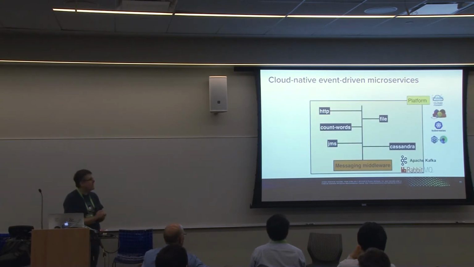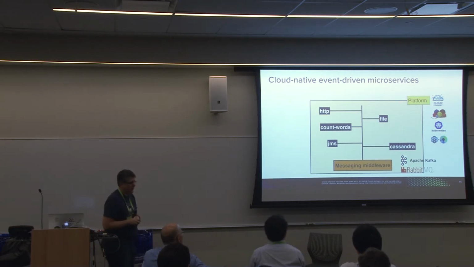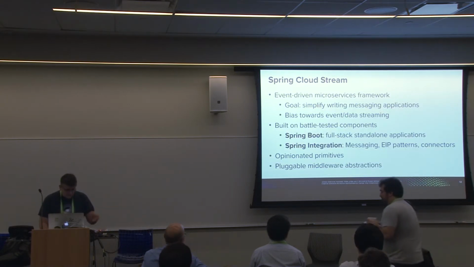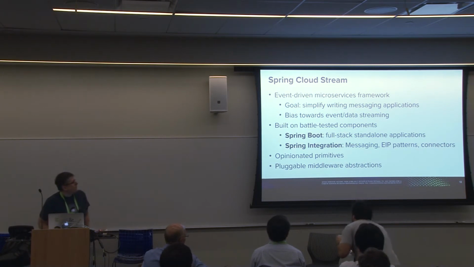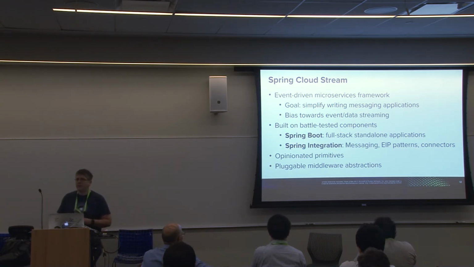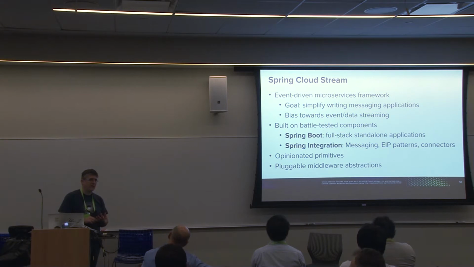Essentially, what we want to end up with are microservice applications talking over messaging middleware and running on one of these platforms. And that's what we're going to build in the next minutes. First, the building block for our streaming applications is Spring Cloud Stream, which is essentially a framework that aims to simplify the developing of messaging applications. It takes care of abstracting out the messaging middleware, treating it really like a commodity.